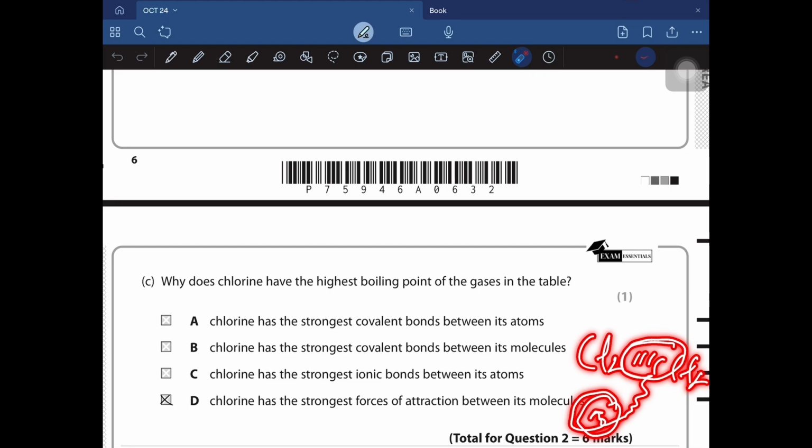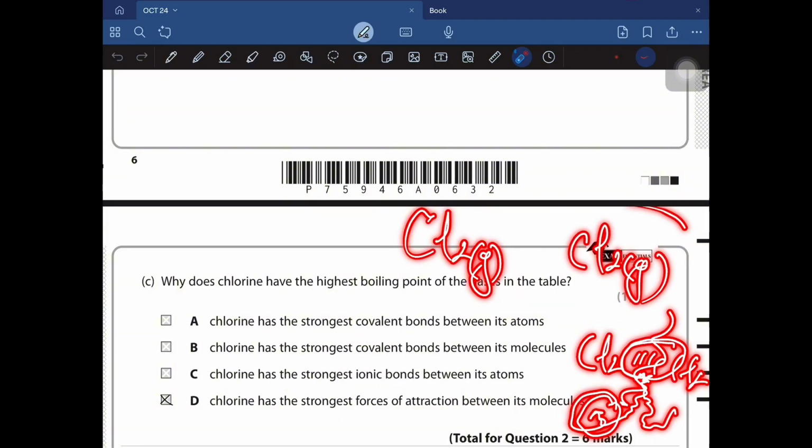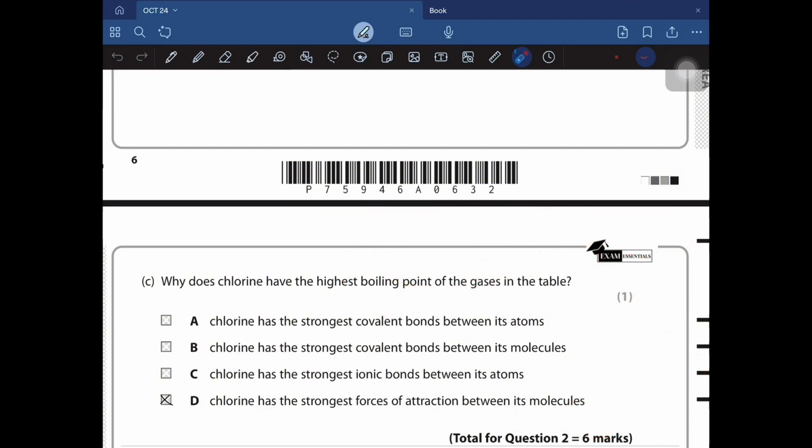And as it is the strongest, it requires more heat energy to overcome this strong force of attraction to separate these two chlorine gases. Hence we have D as our answer. Chlorine has the strongest force of attraction between the molecules. So let's just move on to the next question.